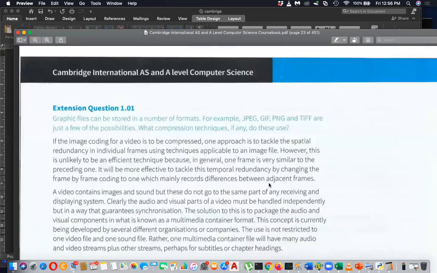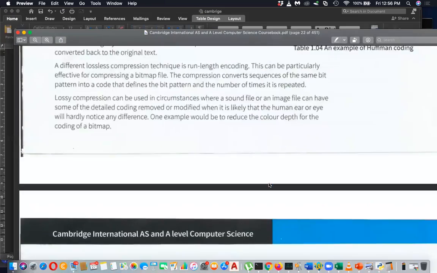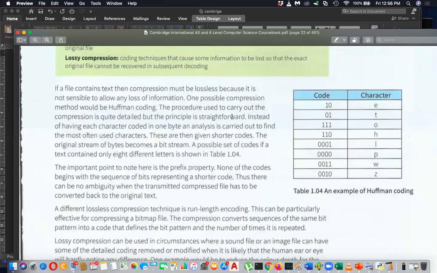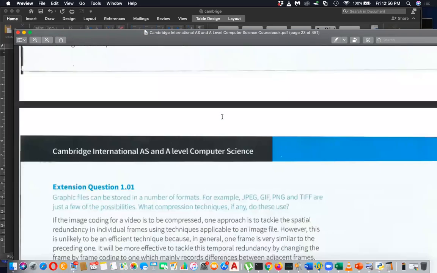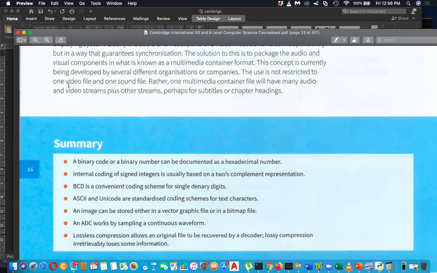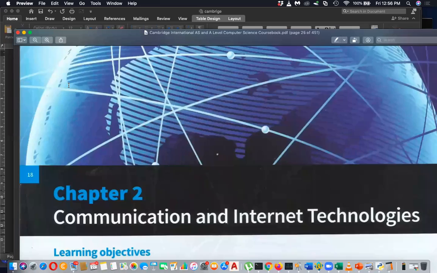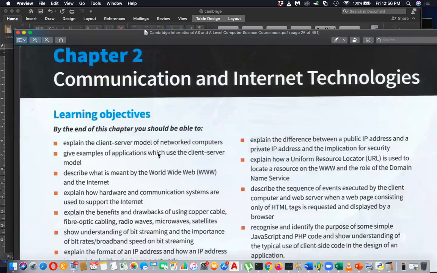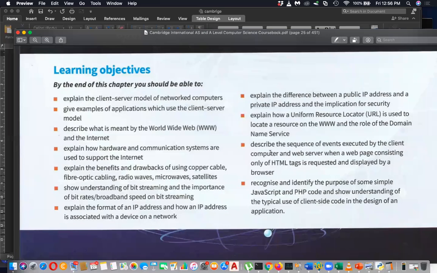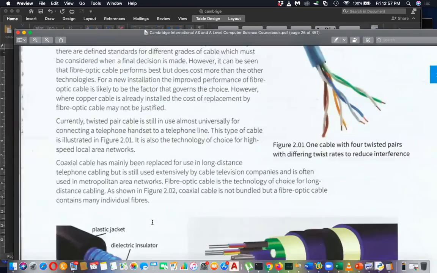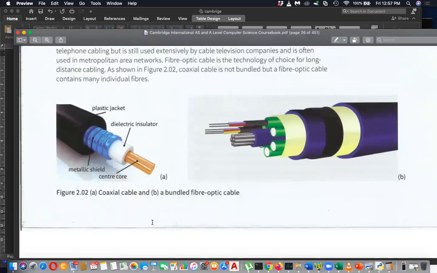Then actually we have to discuss only two things, lossless compression and lossy compression. That is a very small part. I'll discuss that next day, and with that this lesson is over. Next day we start communication and internet technologies. We have done part of this lesson. I think we have to do the HTML, CSS and JavaScript parts, and some advanced parts are not there in the S level.